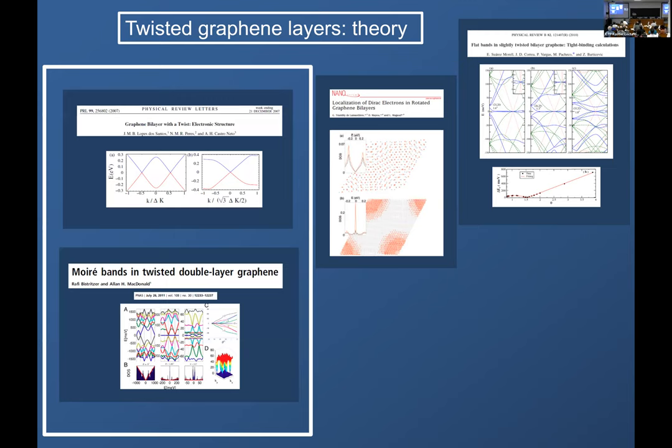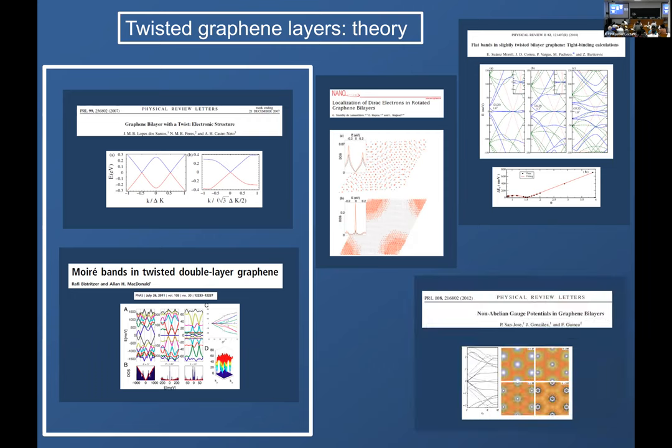Before that, João Lopes dos Santos, Nuno Peres, and Antonio Castro Neto had made a generalization of the Dirac model people used to study the low energy properties of single layer graphene to twisted graphene. It's a continuum model, a k·p model. And that model in 2010 was extensively studied by Allan MacDonald and Rafi Bistritzer in a famous paper in PNAS, where, in agreement with the tight binding calculations I just mentioned, they discovered that there were very flat bands at certain twist angles, and they were so flat that even the effective Fermi velocity of these bands went all the way to zero.